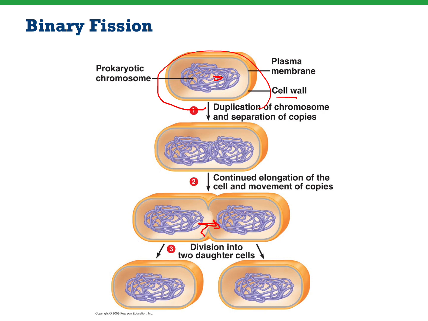The cells then continue to elongate and move away from each other to each opposite end. At last, in step 3, the daughter cells will form as the parent cells divide into two separate organisms. Note that from one parent cell, you achieve two identical daughter cells. Therefore, prokaryotes divide in an exponential manner, base 2.